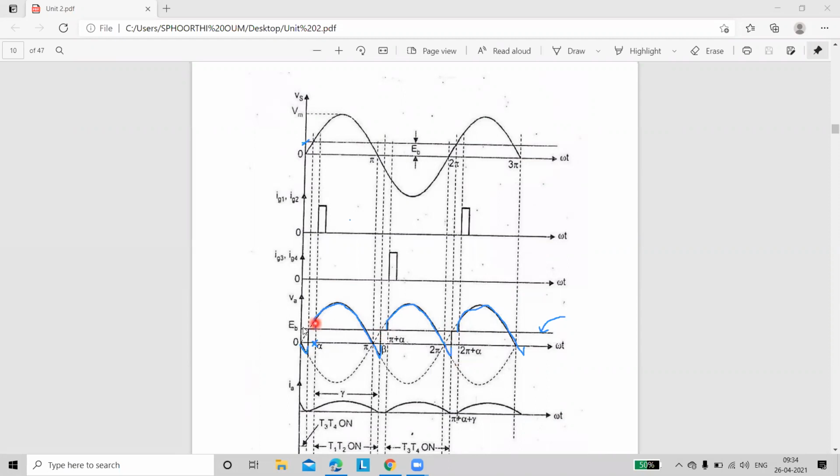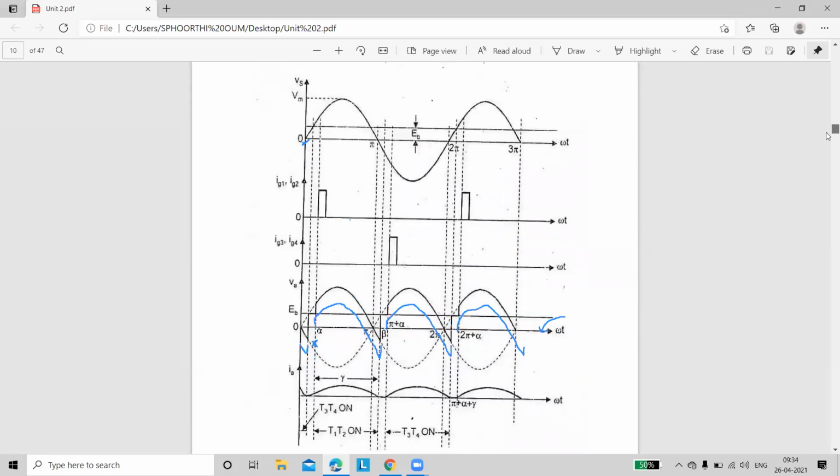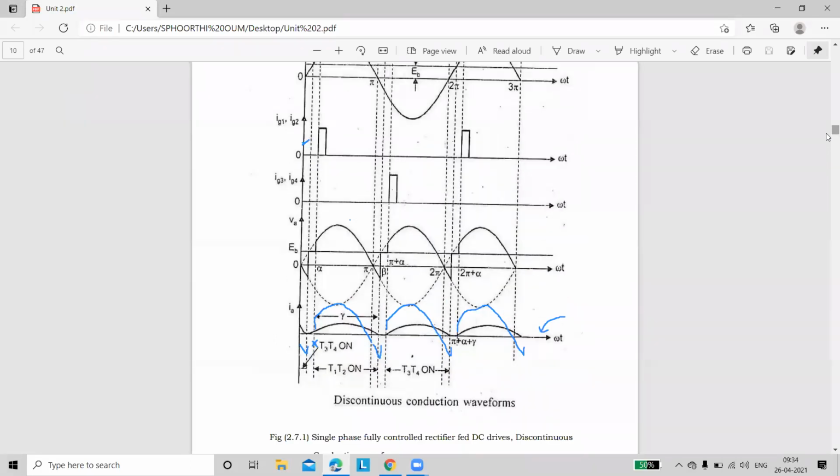So by observing this, can you say these waveforms belong to continuous mode or discontinuous mode? Discontinuous, obviously the waveforms are in discontinuous mode. So for discontinuous conduction waveforms, it is necessary to explain the current waveform again. Current is also continuous or discontinuous? Discontinuous, ma'am. So tell me one thing. These waveforms come under discontinuous mode of operation.